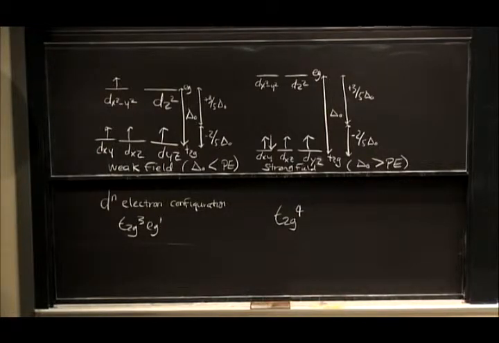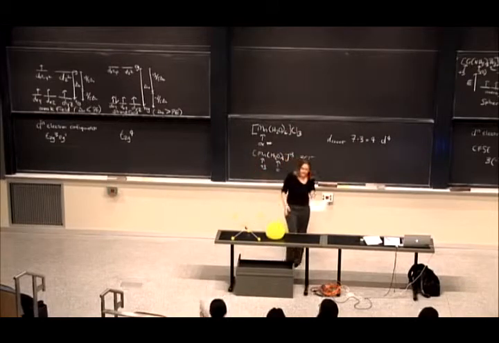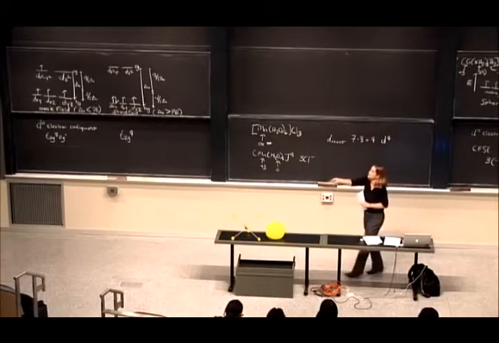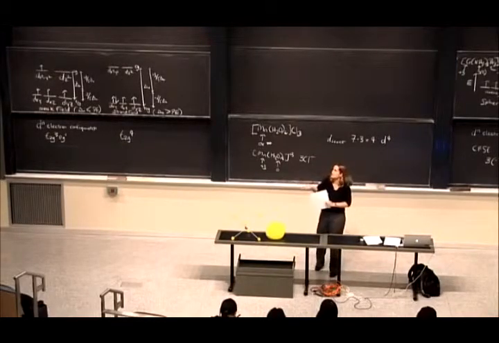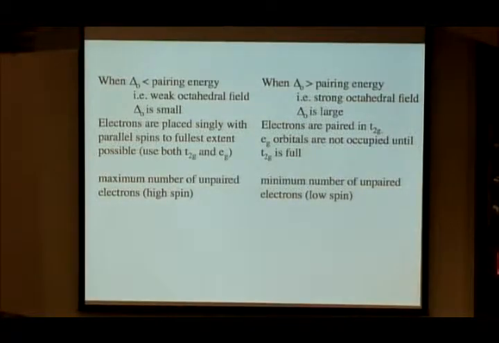Let's just put up what we've done here and introduce another term, which are high spin and low spin. So we have these two cases here, and again, we're considering how big is this octahedral crystal field splitting energy compared to a pairing energy, the energy involved in pairing electrons together. In a weak field, the splitting energy is small, so electrons are placed singly with spins parallel to the fullest extent in all the sets of orbitals.